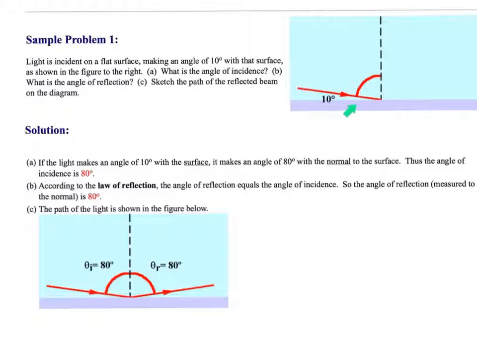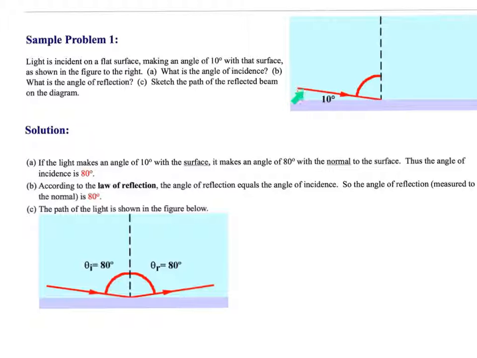We know that our normal line is perpendicular to our mirror, making this a 90-degree angle. We know that this angle right here is 10 degrees, and we know that because it was stated in our problem. So if this is 10 degrees, we take 10 subtracted from 90, and that gives this angle right here as 80 degrees. Now, if our angle of incident is 80 degrees, because of the law of reflection, our angle of reflection would also be 80 degrees.